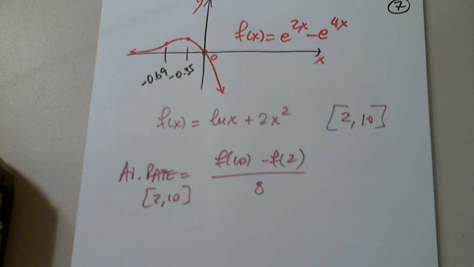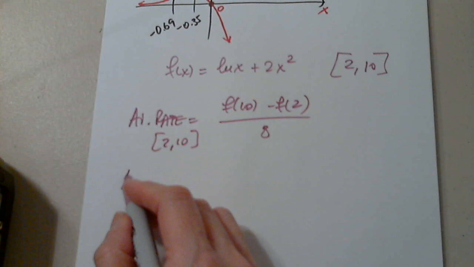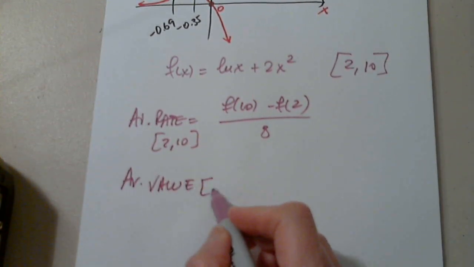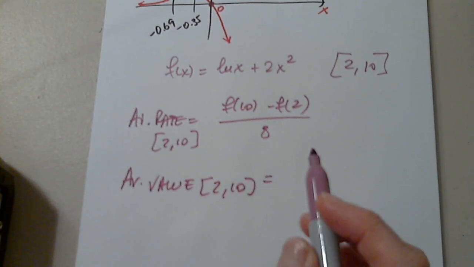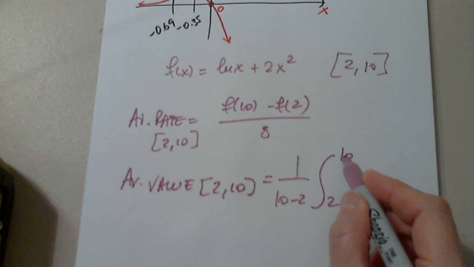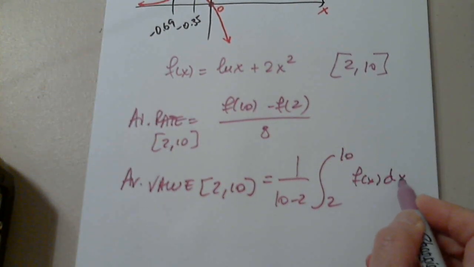Now, if you want to talk about the average value of the function on 2 comma 10, that is different. It is 1 over 10 minus 2 times the integral from 2 to 10 of f of x dx.